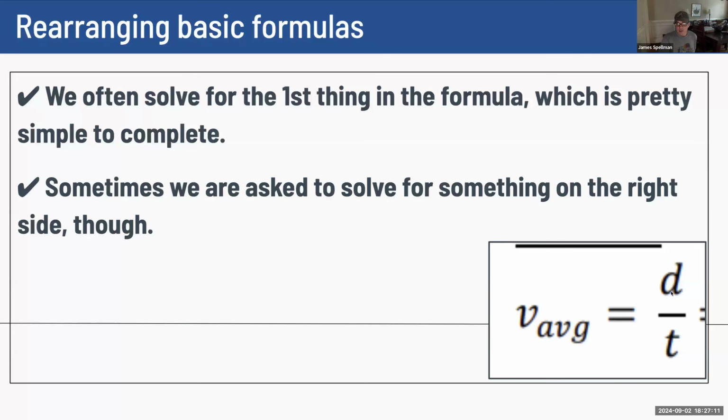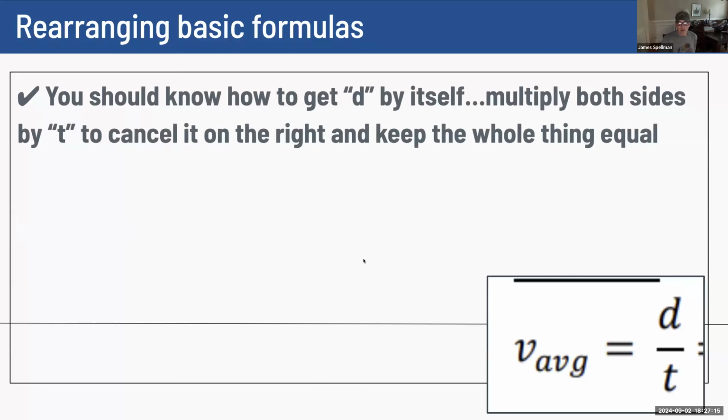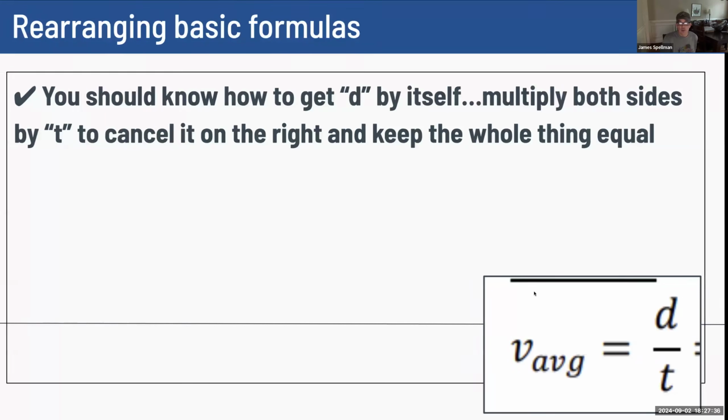However, sometimes we're asked to solve for D or we're asked to solve for T, and that can be a little bit harder for a lot of people to do. Now, in theory, in math, you should know how to get D by itself in this formula, which would be to multiply both sides by T, because D is being divided by T. The way we cancel out a divided by T is to do the opposite of division, and we would multiply by T, and we would end up getting V times T equals D.